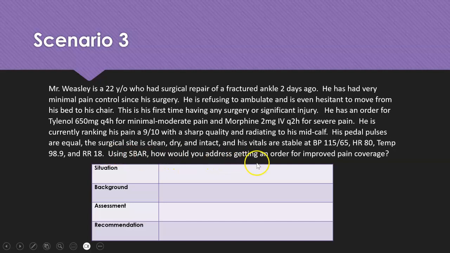Using SBAR, how would you address getting an order for improved pain coverage? Because here they're saying he has had very minimal pain control. He's telling you his pain level is 9 out of 10. Okay? And that was 2 days ago. So there's no improvement.